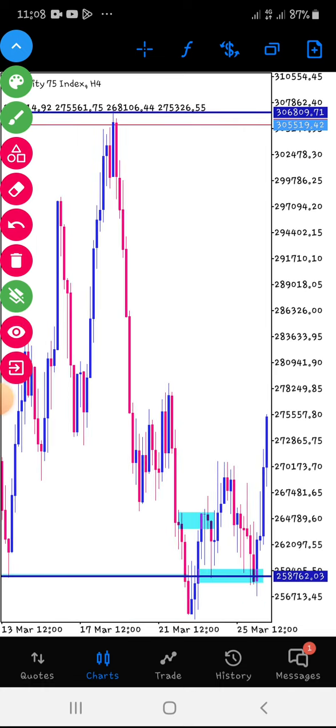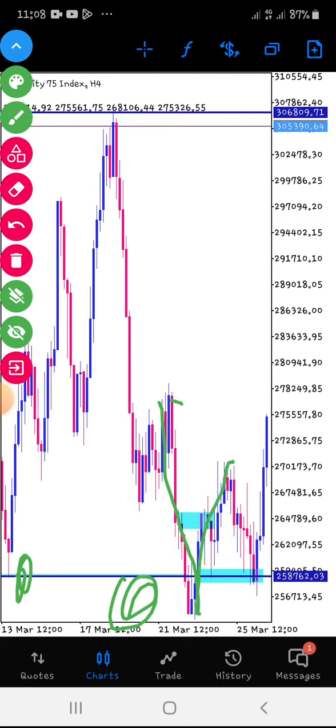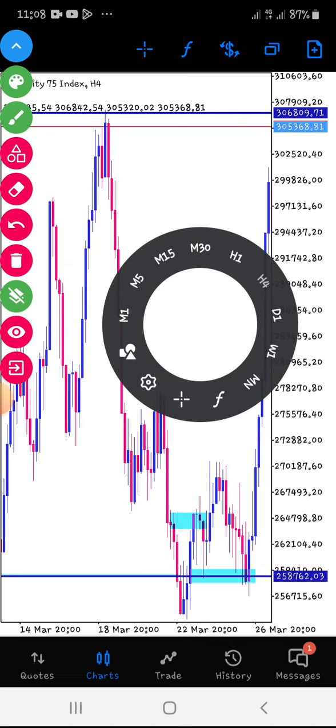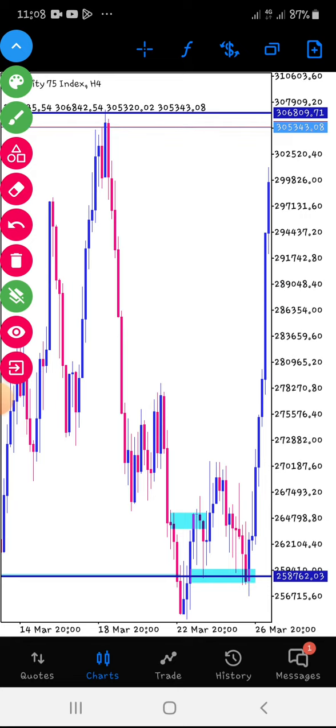So we can see that after this leg comes and sweeps this liquidity here, we had a pullback. What we have to do is drop down to a small time frame. Let us go to H1. So before we go to H1, this was our liquidity sweep.